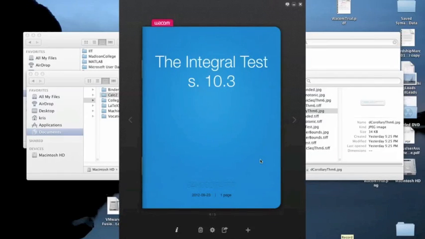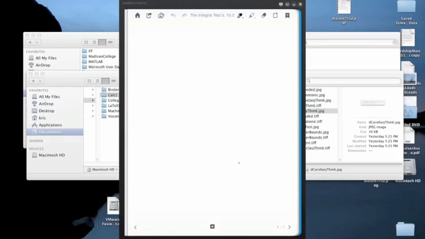Hello again, and welcome to the third lecture in the Sequences and Series chapter, section 10.3. So I'll get to full screen here and jump right into it.